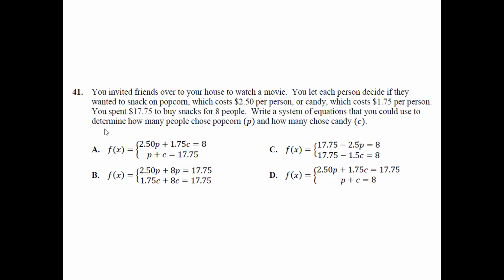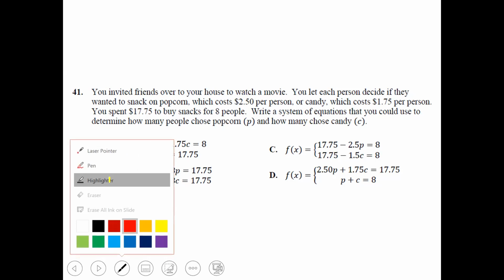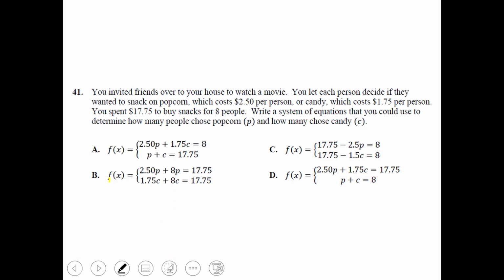All right, so you invited your friend over to your house to watch a movie. You let each person decide if they want to snack on popcorn, which, oh my God, you're gonna charge your friends for popcorn. That is mean. $2.50 per person, or candy, which is $1.75 per person. Okay, so you're buying the snacks.